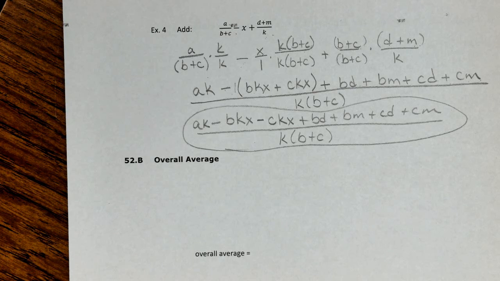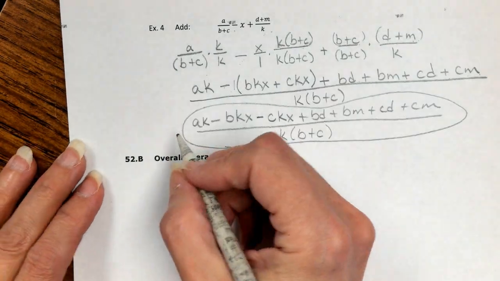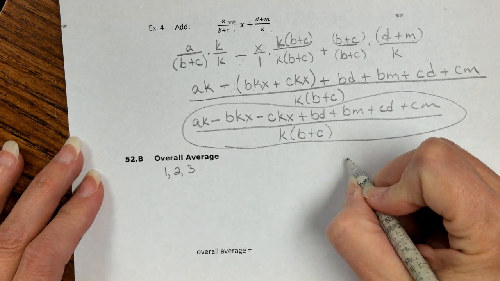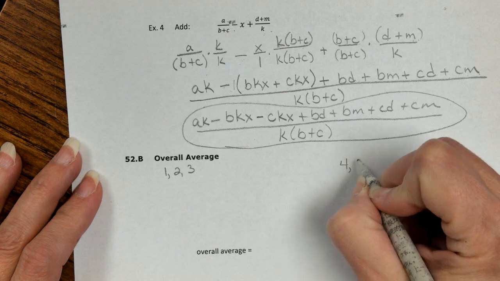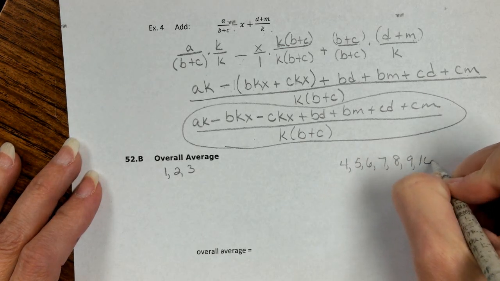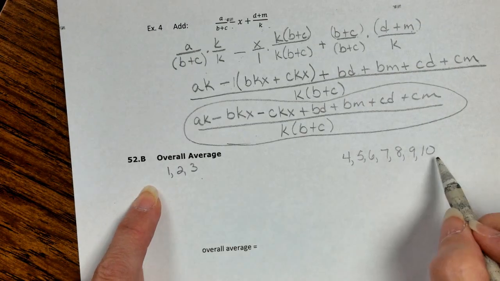Part B is called overall average, and first we need to talk about why it's important to make sure we're doing these carefully. And I want to give you an example up here of a couple sets of numbers, and we're going to have one set that's just 1, 2, and 3, and the other one is going to be just 4 through 10. 4, 5, 6, 7, 8, 9, 10. And we're going to find the mean of this set and the mean of that set.